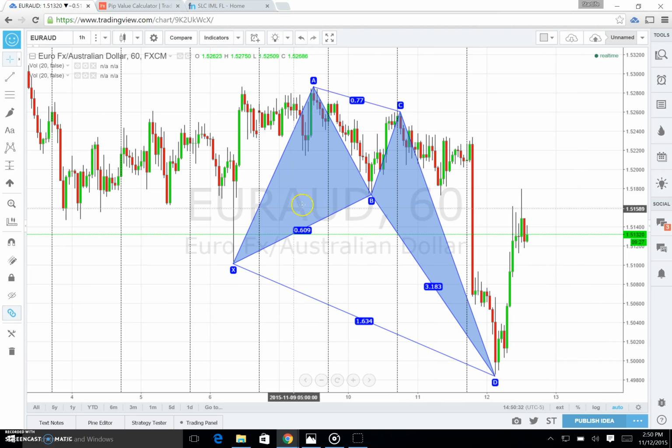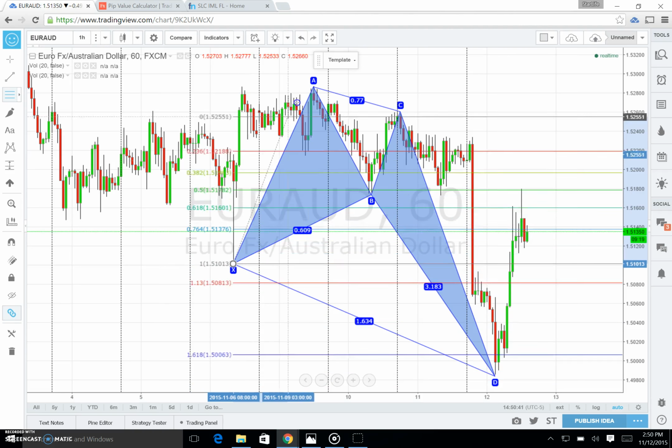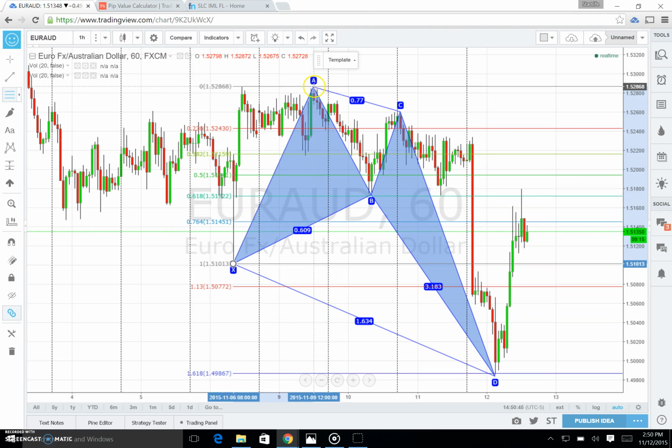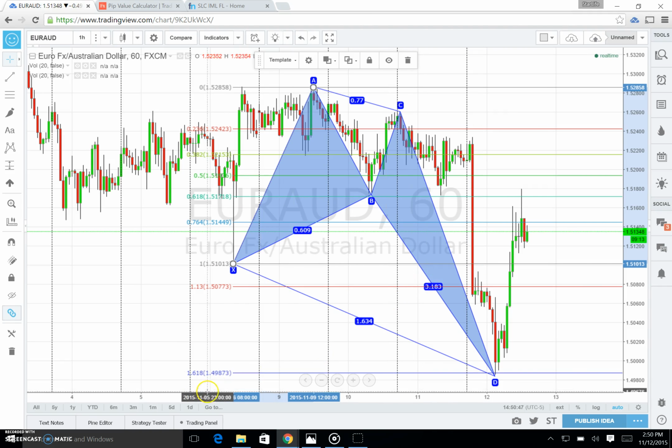So like I said, we have the bullish crab pattern, and as you can see, we'll draw a fib in again, because the fibs are pretty much what these patterns are based off of. We'll go from the X to the A leg. From the X to the A leg, as you can see, our D point came in exactly at that 1.618 fib level.